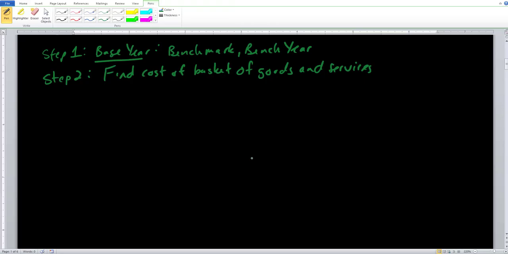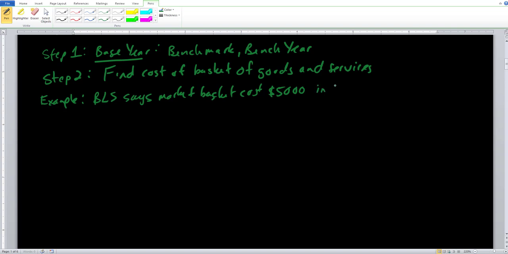So here, let's go ahead and give you a few examples of this. So example number 1. And remember that this market basket of goods and services is going to be the same exact items from the base period all the way to the current time period. It's exactly the average goods and services that the BLS says that you and I buy on a monthly basis. So suppose that we start simple. The BLS says the market basket cost $5,000, and suppose we take a look at the year 2018, just choosing an arbitrary year right here. So BLS says the market basket cost $5,000 in 2018.